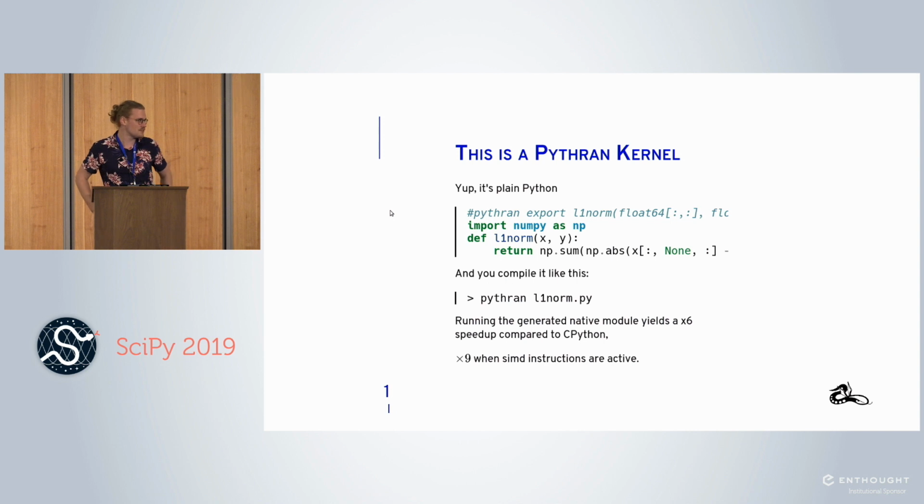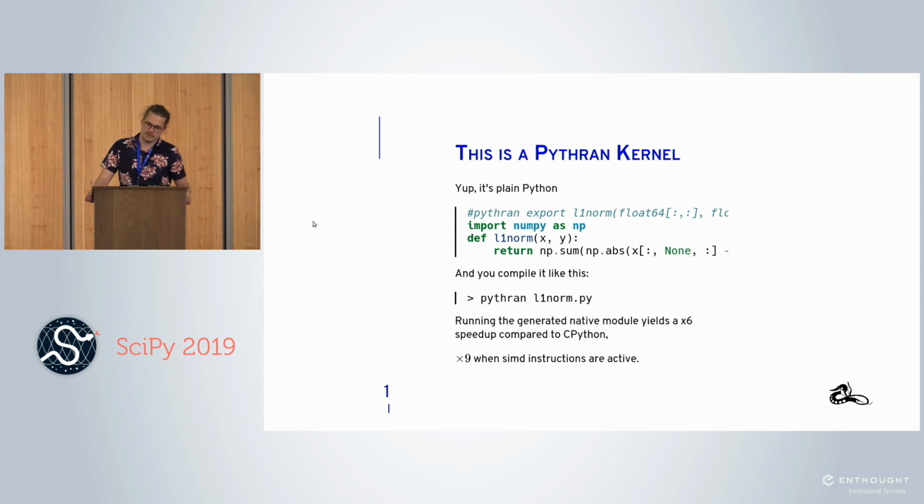And for those of you who don't know about Pythran, Pythran is an ahead-of-time Python compiler. So if you want to use it to speed up your numeric Python code, you can see here, it's just plain Python. Basically, you can import NumPy and use NumPy, and then you annotate it with a little comment above, where you export your function and you type the function with the array types here.